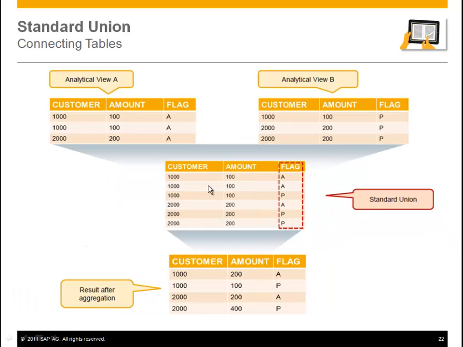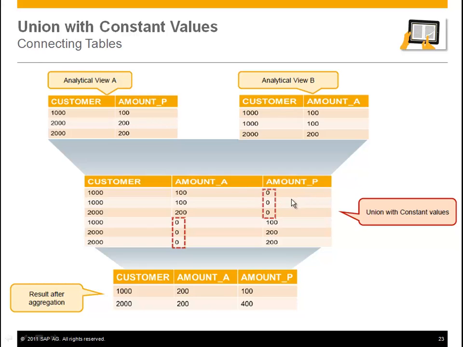So if I go back, instead of using the flags over here, we can use constant values for the union. So you can see the difference. Well, we only have two fields in the analytic view, amount P and amount A, and for the amount P over here we have a constant value of 0, constant value of 0 for amount A. So when you do the aggregation, you get the result after aggregation. So this is a better way to do a union with constant values, and this is the recommended way in SAP HANA.